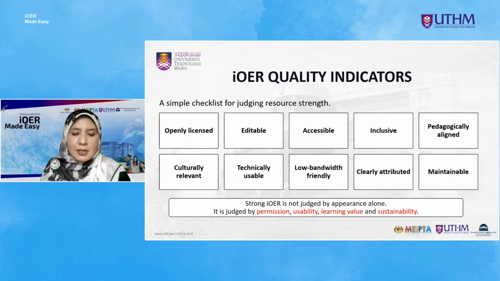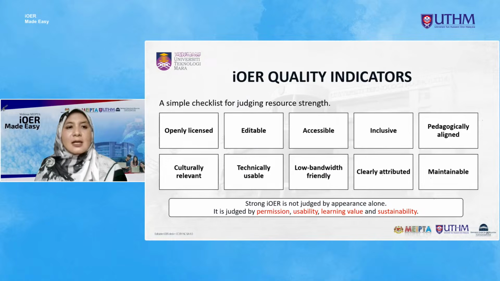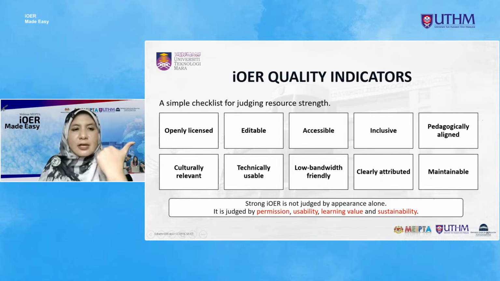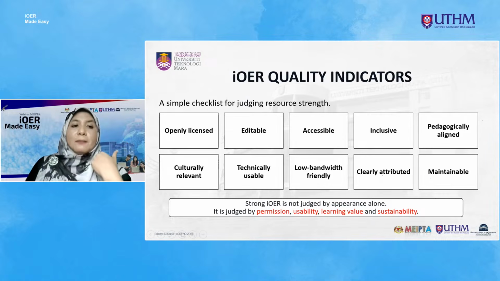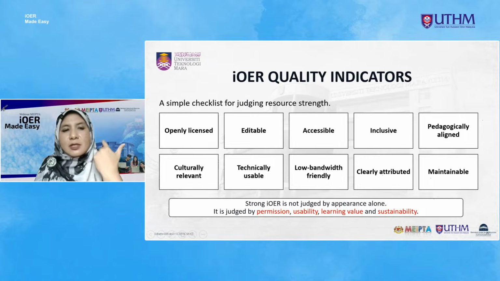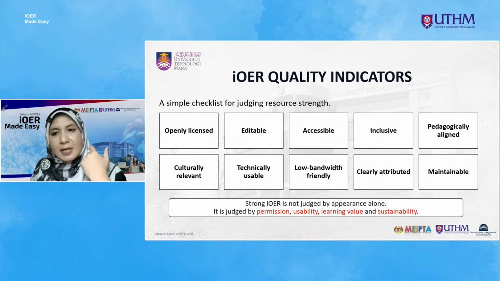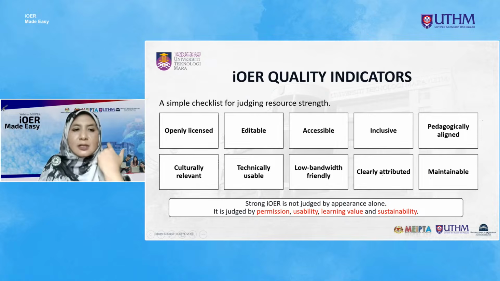Now, how do we check the quality? At the end, these are the simple checklists for judging the resource strength. First things first, we need to check whether it is openly licensed. Openly licensed can mean that it is OER ready. Then to make it iOER, make sure that it is editable, and then make it accessible, inclusive, pedagogically aligned, culturally relevant.